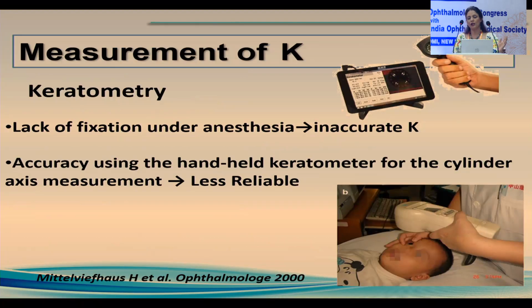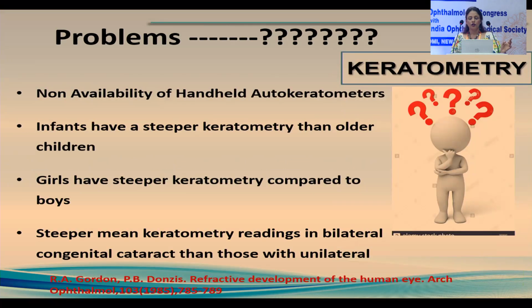This I've already talked about. So there is lack of fixation when you're doing measurements under anesthesia, and also the handheld keratometers are not very accurate for cylindrical measurements. Then there is the problem of non-availability of all these handheld instruments with every surgeon. Also, infants have steeper keratometry. As they grow older, the keratometry lessens, the steepness reduces. Girls have steeper keratometry. And it has also been seen in studies that bilateral cataracts tend to have steeper keratometry readings as compared to unilateral cataracts in children.